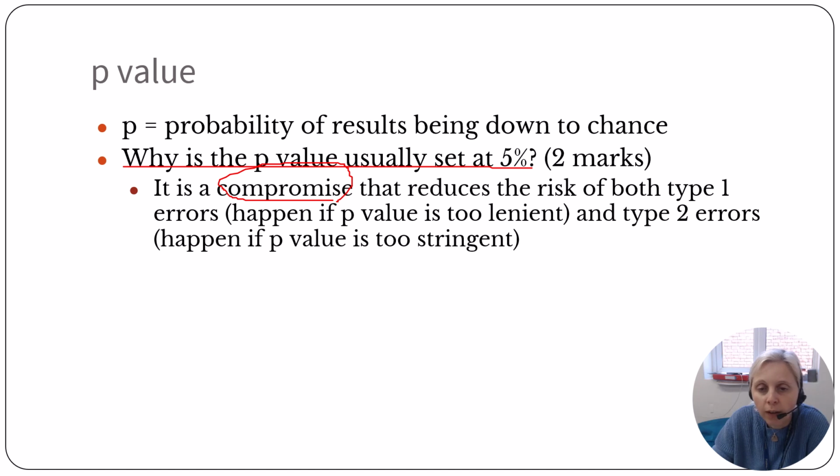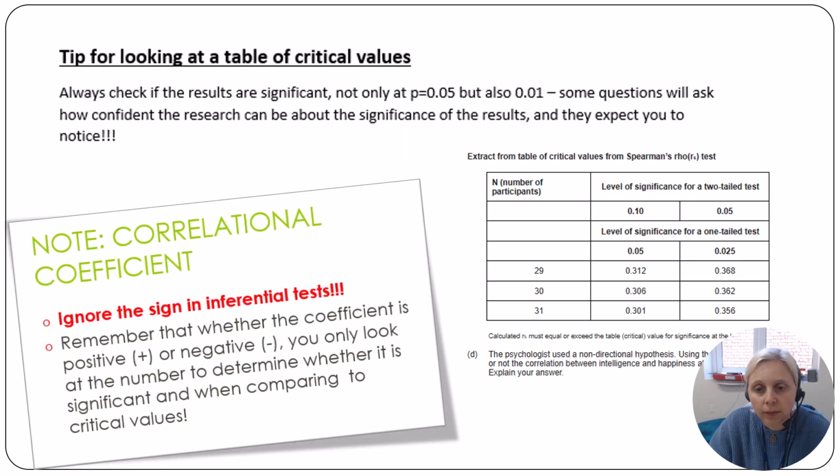Don't forget the risk of making a type 1 error is always as high as the p-value is set. So the more lenient the p-value, so if it's 0.1, 0.2, then it's 10, 20% risk of making a type 1 error. But if you go too far the other way, you might make a type 2 error. 5% is considered the compromise between those two.